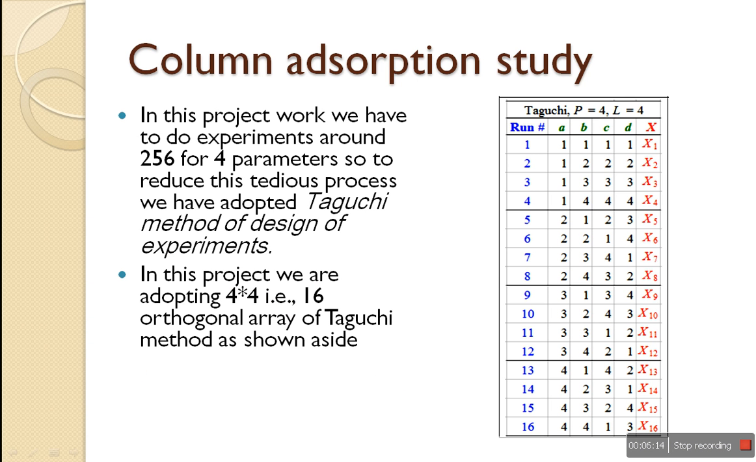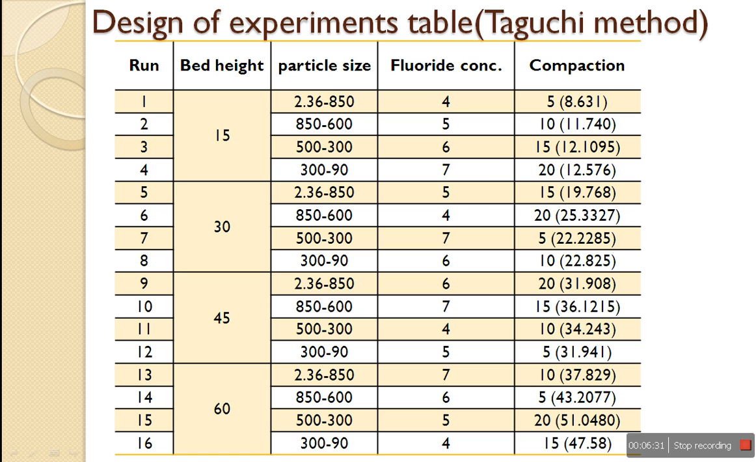The column adsorption study was carried out on the basis of the Taguchi method design of experiment approach. For 4 parameters with 4 levels in the Taguchi method, the orthogonal L16 array is used as shown. For the 4 parameters of bed height, particle size of sawdust, concentration of the fluoride, and density of the packed sawdust with 4 levels, the Taguchi orthogonal array table is generated and shown in this slide.